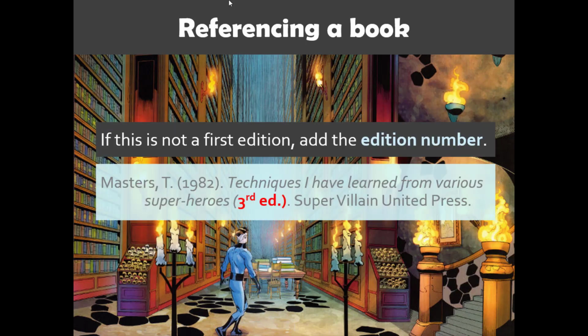If the book isn't a first edition, you have to add an edition number after the title of the book. The edition number isn't in italic, and you have to put it between brackets, starting with a number, followed by the mention ed without a capital letter, then followed by a full stop, and then close the brackets.